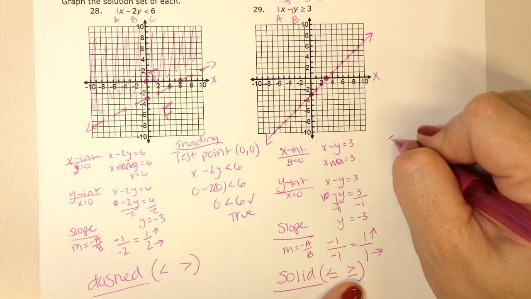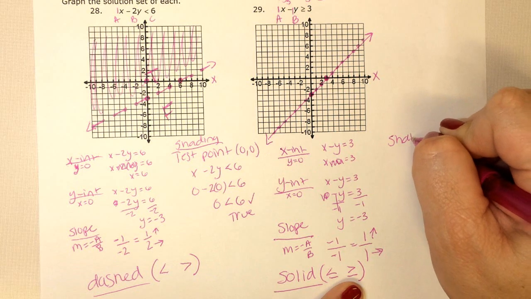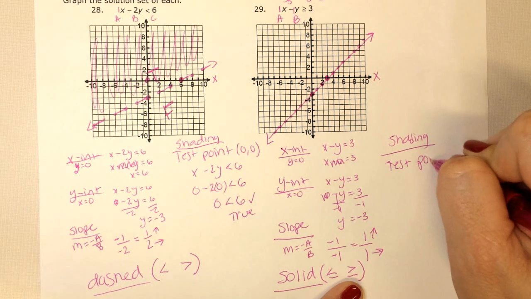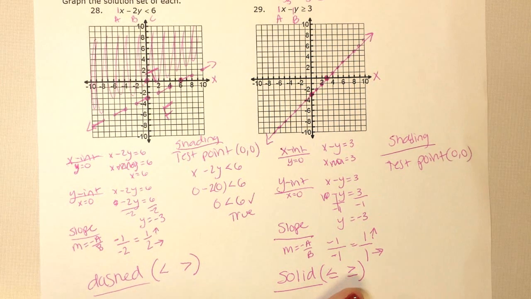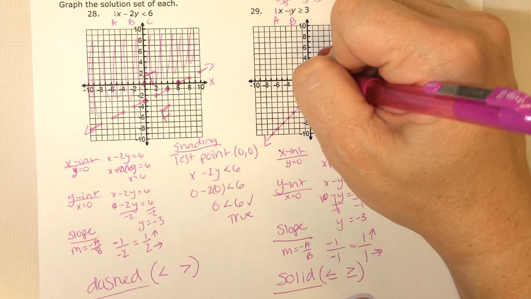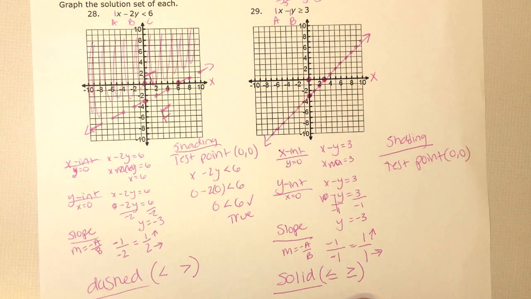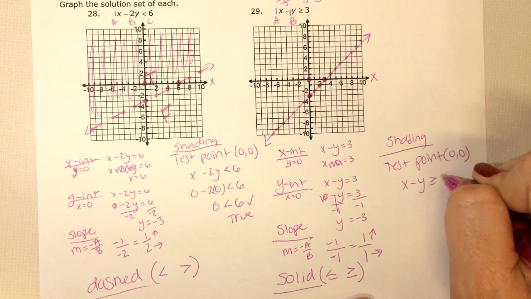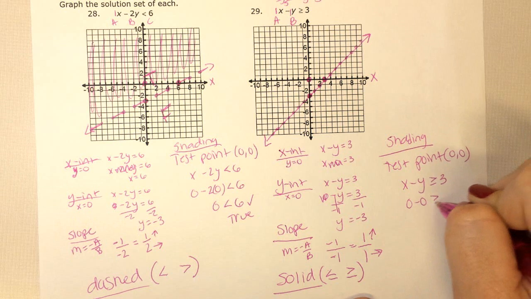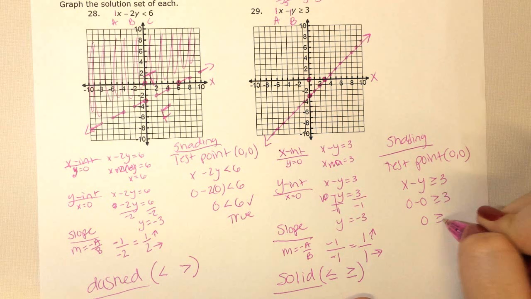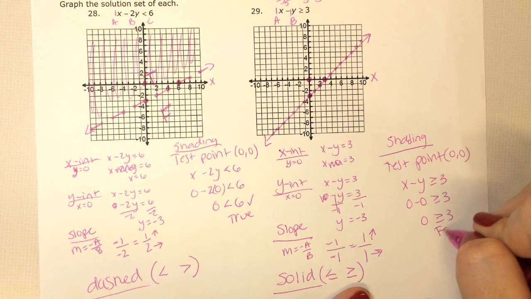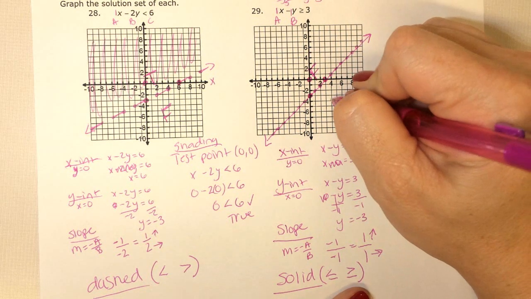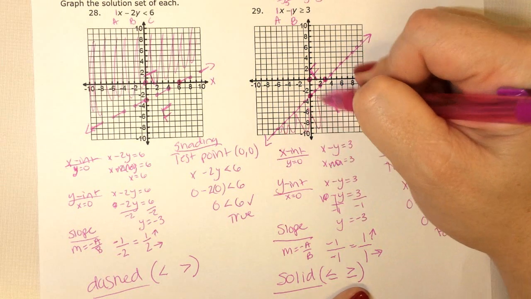And then again, we have to figure out our shading, so we have to test a point. Again, 0, 0 is not on our line, so we can use 0, 0 as a test point. If 0, 0 was on our line, we would not be able to use that point. You could use any other point on the graph, just not 0, 0. So I have x minus y is greater than or equal to 3. That would be 0 minus 0 is greater than or equal to 3. Well, 0 is not greater than or equal to 3, so this is false. So that side of the line is false, and this side of the line has to be true. So that's where you would shade.